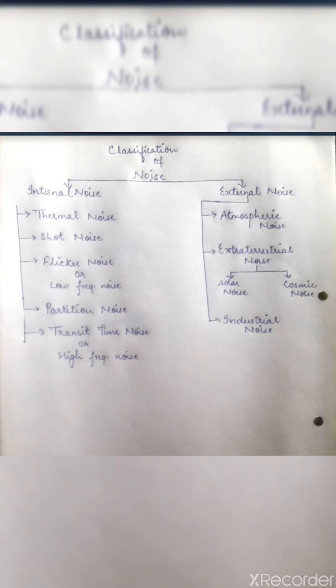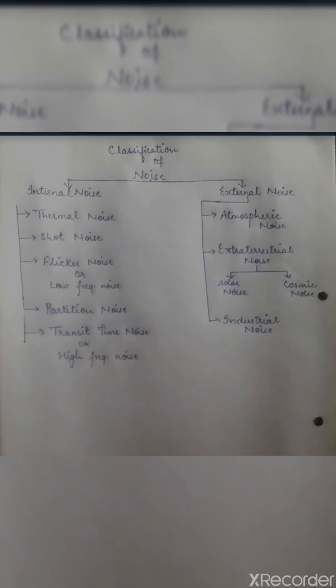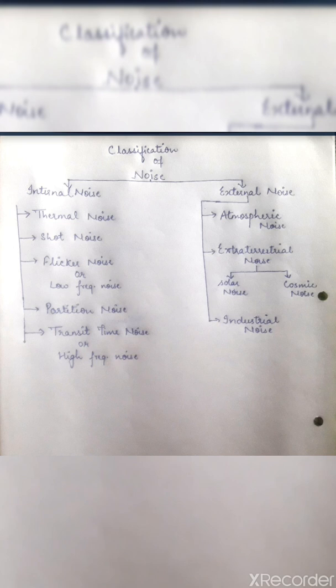Second one is shot noise. Shot noise arises in active devices due to random behavior of charge carriers. In an electron tube, shot noise is generated due to random emission of electrons from the cathode, whereas in a semiconductor device, shot noise is generated due to random diffusion of minority carriers or simply random generation and recombination of electron-hole pairs.